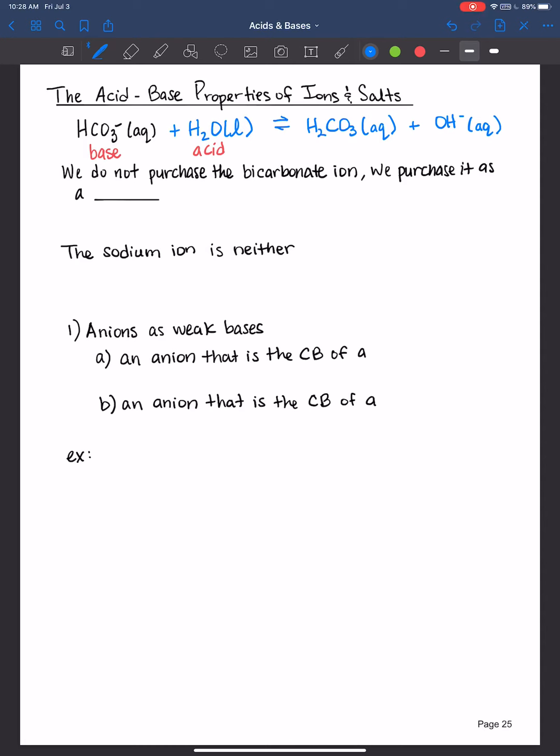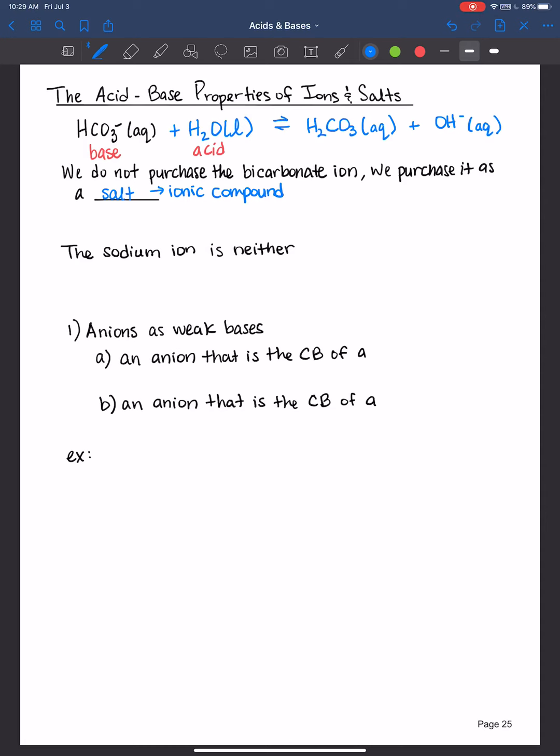Now, when we need to use bicarbonate as a weak base for whatever purpose in our laboratory, we don't just purchase the bicarbonate ion alone. We actually purchase it as a salt. And anytime you hear that word salt, you may think of table salt, sodium chloride, and that is true, that is a salt. But from a chemist's point of view, a salt is just an ionic compound. So therefore, we can't purchase bicarbonate as a polyatomic on its own. It's purchased as a salt.